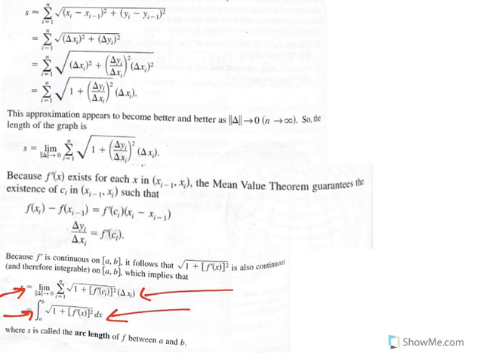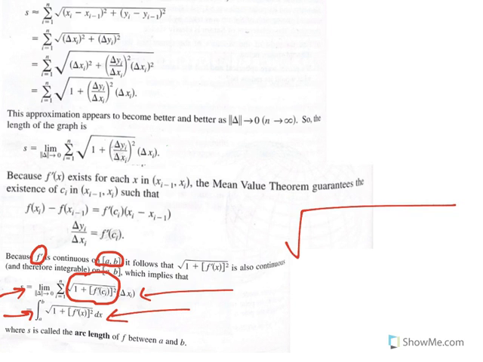Continuity of the integrand implies integrability. So how do we know that this particular function here is continuous? We know from the hypothesis that since our function f is continuously differentiable, f prime is continuous on the closed interval from a to b.